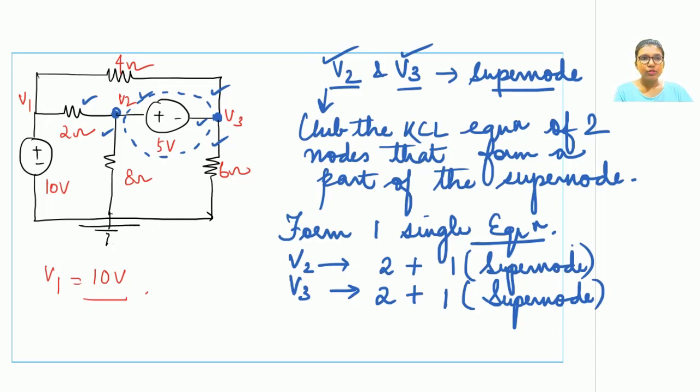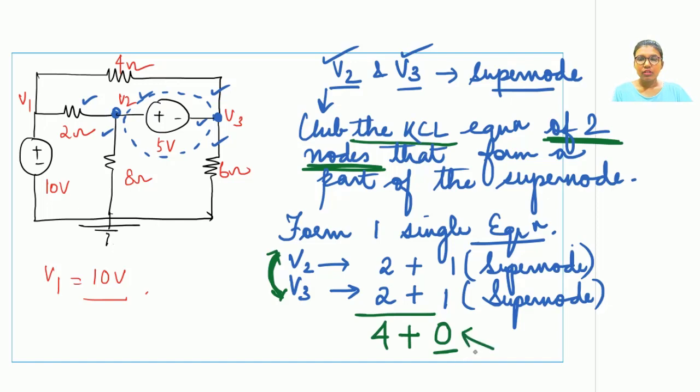So when we are going to club the KCL equations of the 2 nodes, how many terms will be present in that KCL equation? The number of terms that will be present would be 4 terms, by clubbing V2 and V3 together, plus 0. Why is it 0? Because we cannot write the KCL equation for that supernode branch. I am writing SN, in short, for supernode branch.